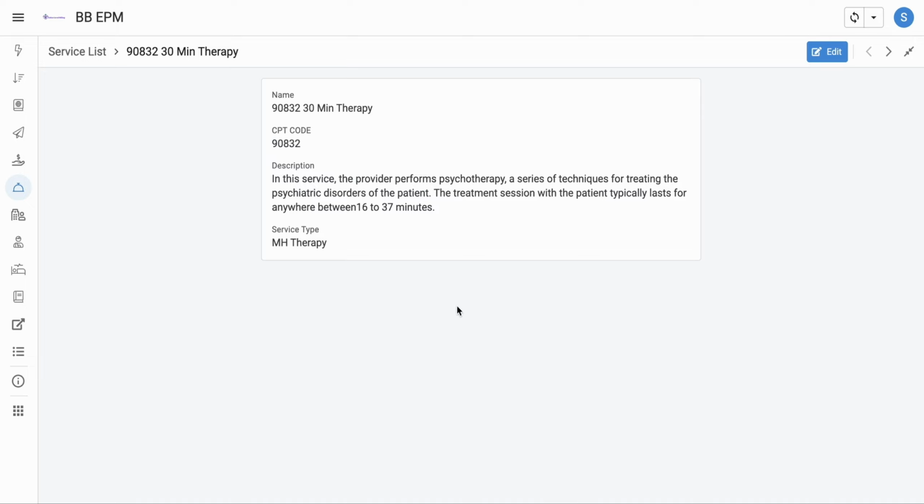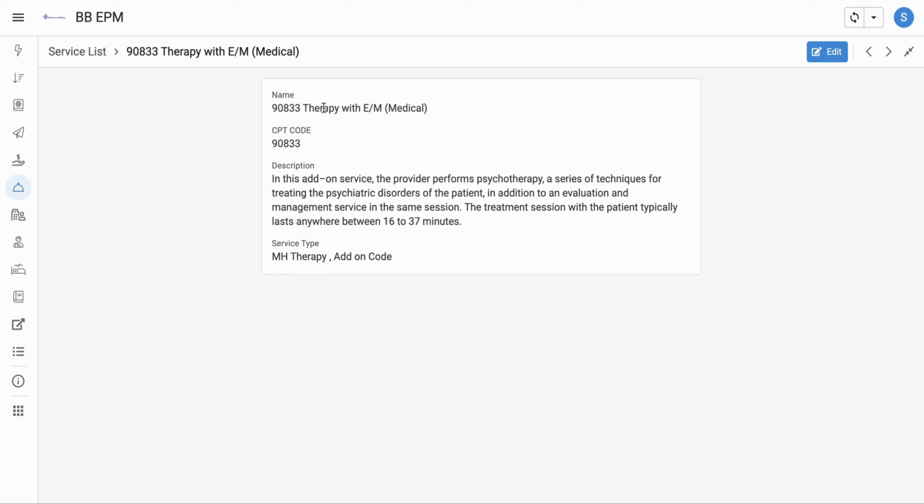First, let's take a look at 90832. 90832 represents 30 minutes of therapy. In this service, the provider performs psychotherapy, a series of techniques for treating the psychiatric disorders of the patient. The treatment session with the patient typically lasts anywhere between 16 to 37 minutes. And I do want to highlight that that does include documentation time. Let's take a look at the next one.